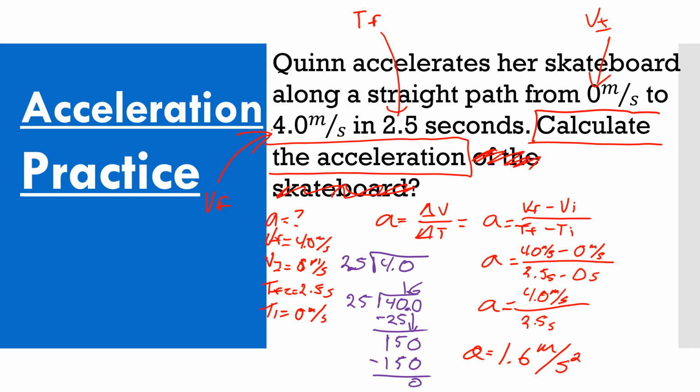Now, why squared? Because if you notice right here, we already have meters per second, and right here we have seconds. You can't get rid of units. You simply can't get rid of units. And so we have 2 units of time that we have to account for. And so that's why we put the squared. So acceleration is always meters per second squared. Always meters per second squared.